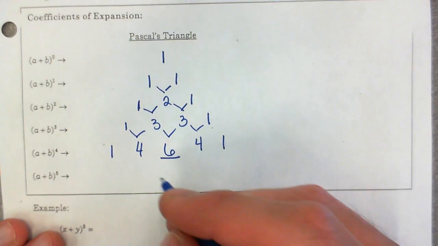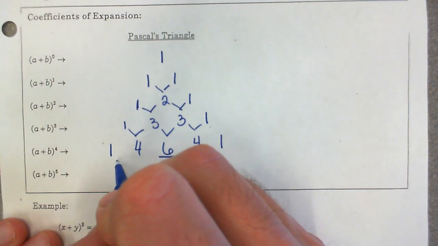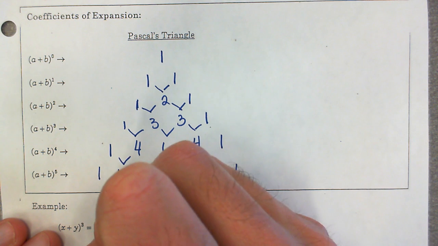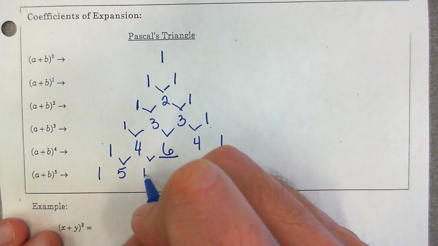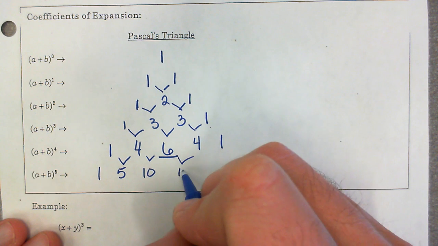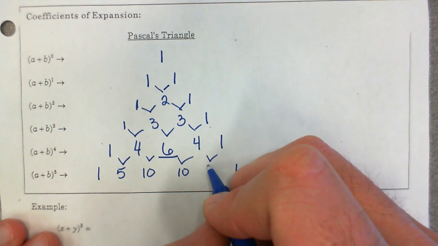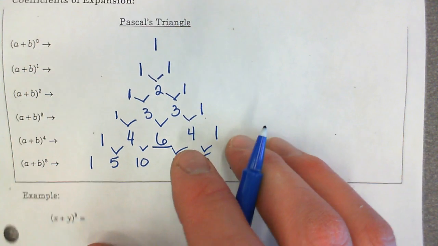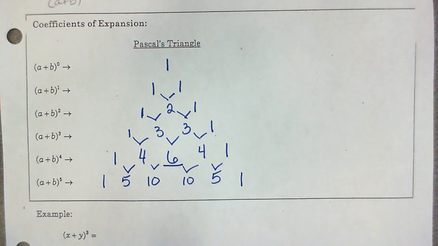Okay? So now we should be able to do the fifth power. So we start with a 1, we end with a 1. 1 and 4 get you 5, 4 and 6 get you 10, 6 and 4 get you 10, 4 and 1 get you 5. So there is the pattern in the numbers, and this is called Pascal's triangle.